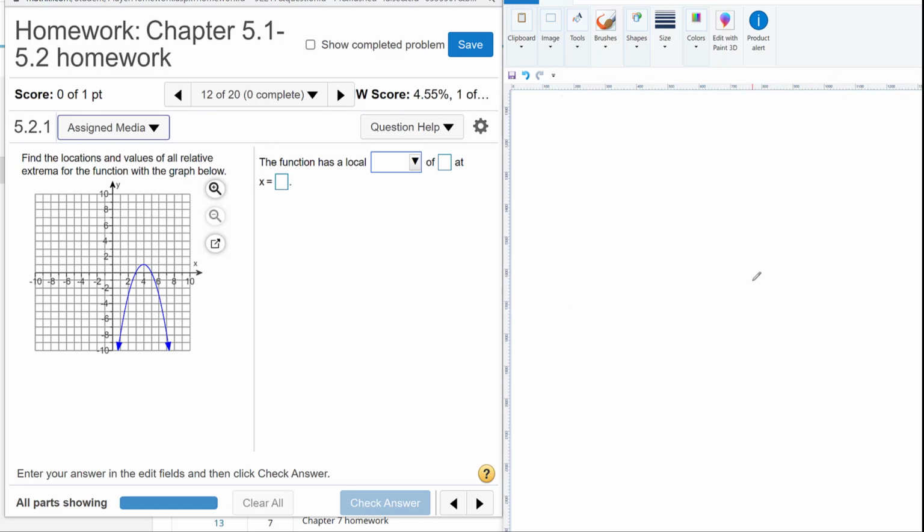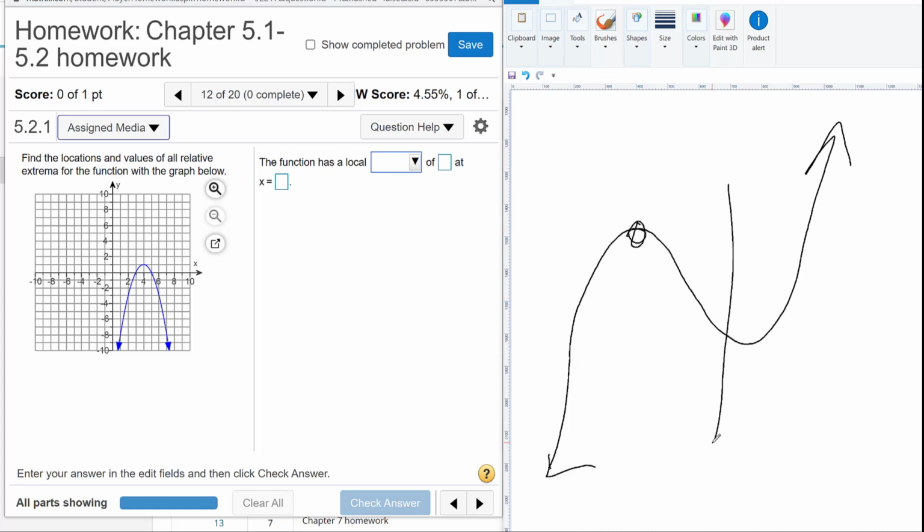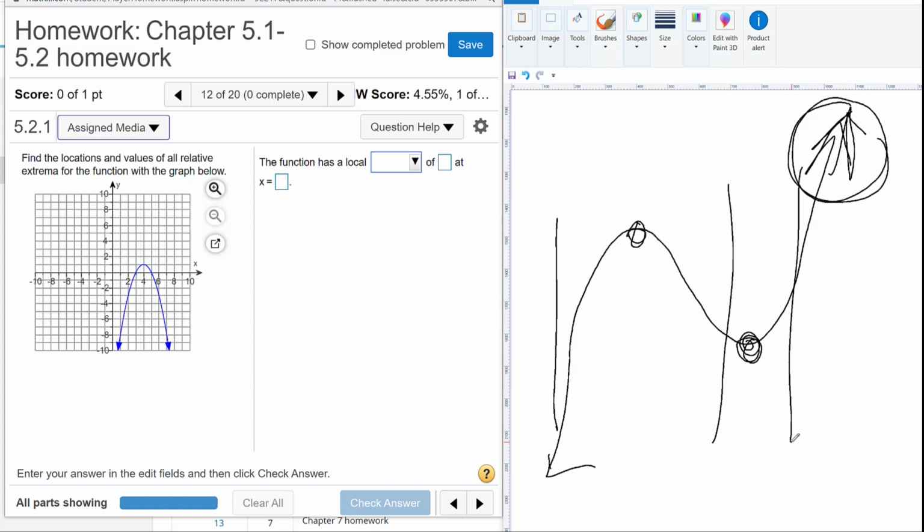Some functions have what we call relative or local extrema. So in other words, this is a high point within a range, but it's not the absolute high point because the curve continues this way. And the same for this. This is a low point within a certain range or interval, but the function continues downward here, so it's not an absolute, it's just a local. Or the word relative is also used for local.